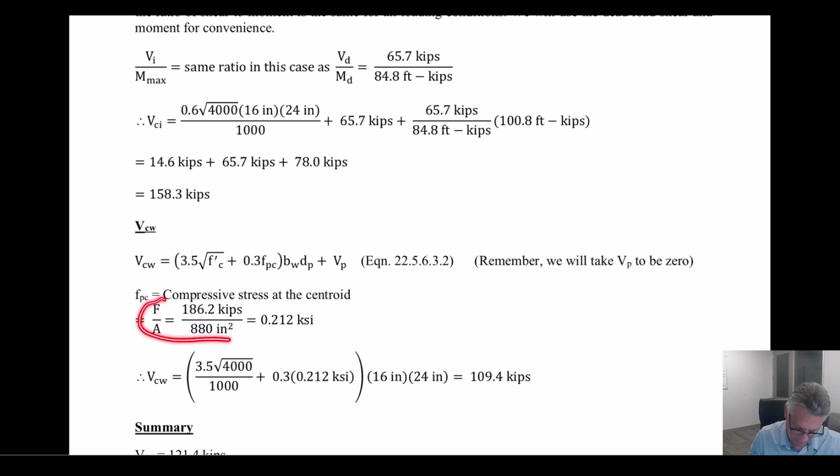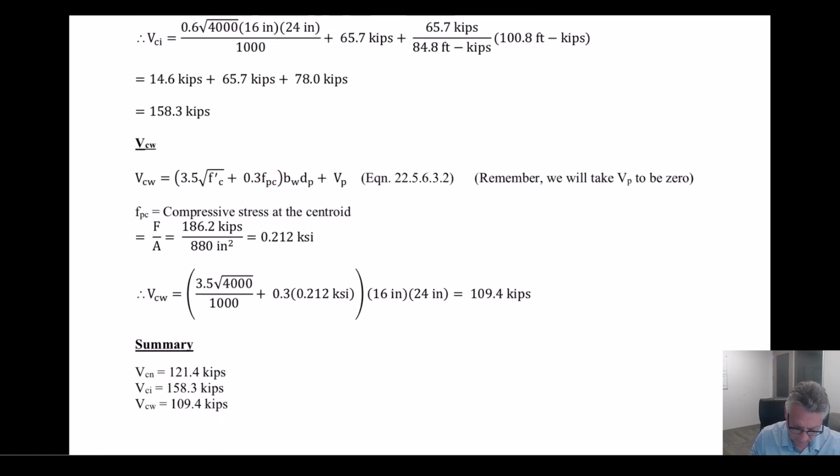FPC is just F over A. That's 212 psi. That's going to end up going right here. So really as straightforward as it can get. We start with 3.5 square root f prime c. We add 30% of the direct compression multiplied by BWD, with the D's limited by 0.8H in this equation and in the VCI equation. And we get 109.4 kips.